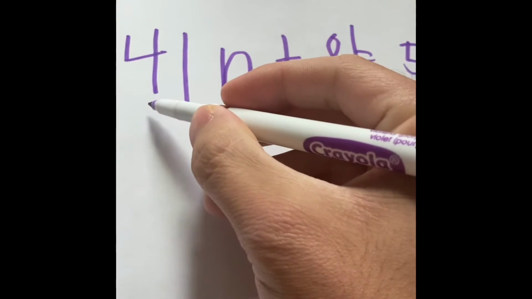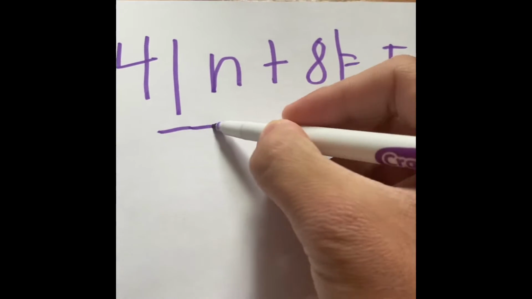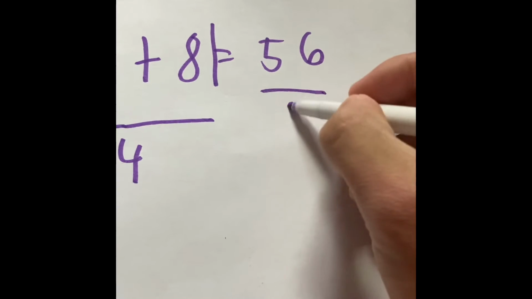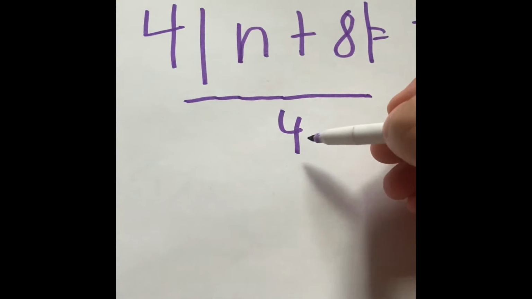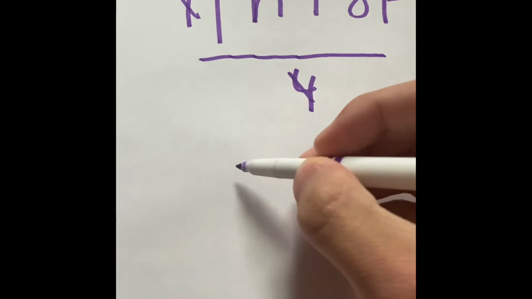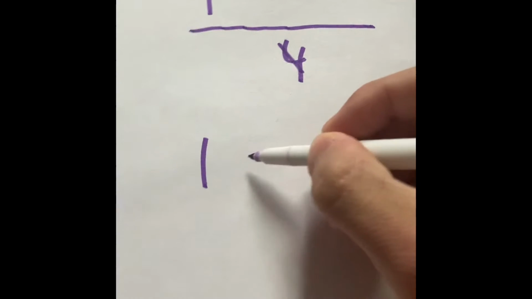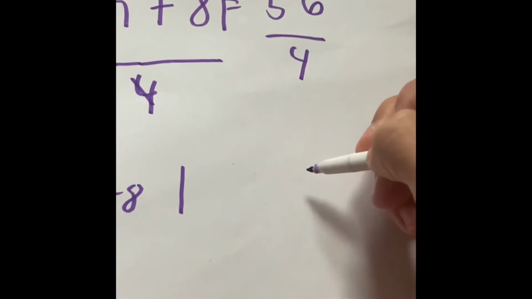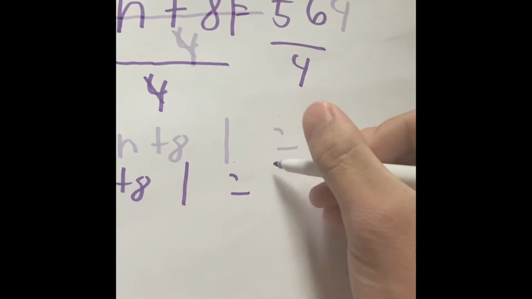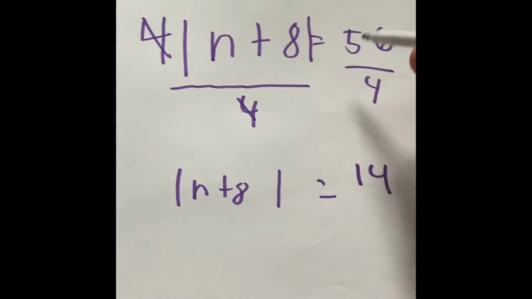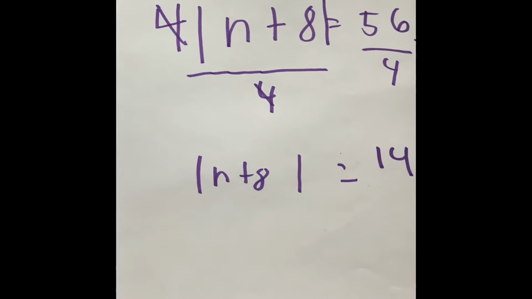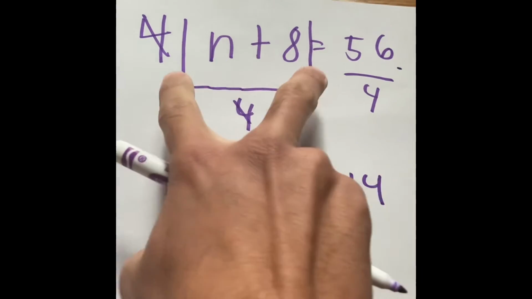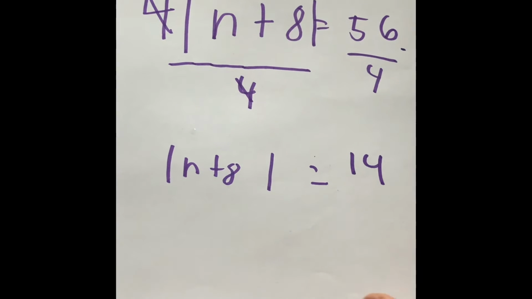What we can do to get rid of that 4 is divide this side by 4 and divide this by 4. So 4 divided by 4 is going to cancel out. Now we have the absolute value of m plus 8, and 56 divided by 4 becomes 14. So now we've simplified this equation to that equation without touching what's inside the absolute value bars or messing with the absolute value bars.